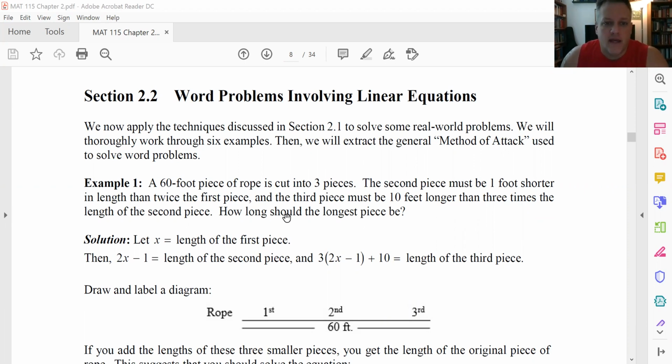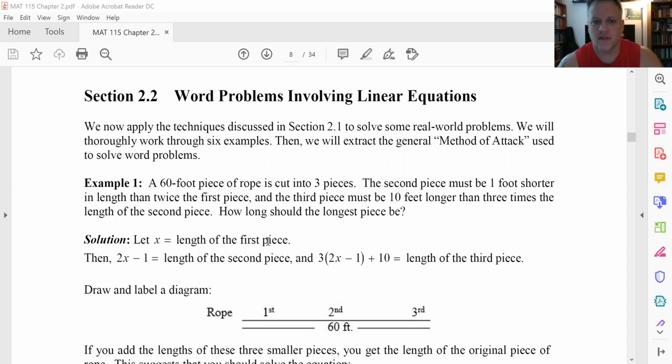We have a 60-foot piece of rope cut into 3 pieces. And all we know is that the second piece must be 1 foot shorter in length than twice the first piece. And the third piece must be 10 feet longer than 3 times the length of the second piece. The question is, how long should the longest piece be?